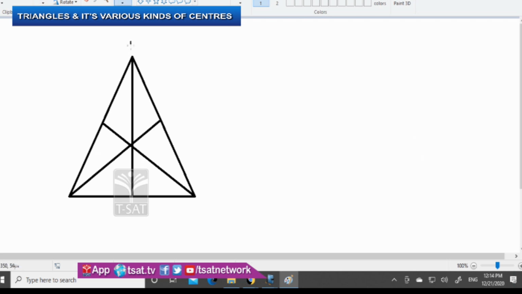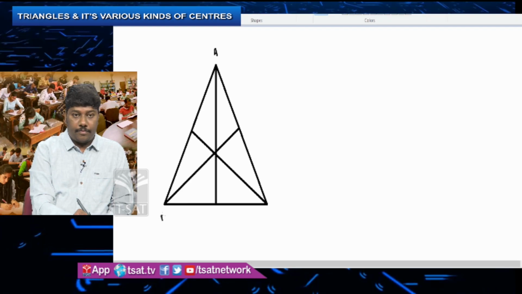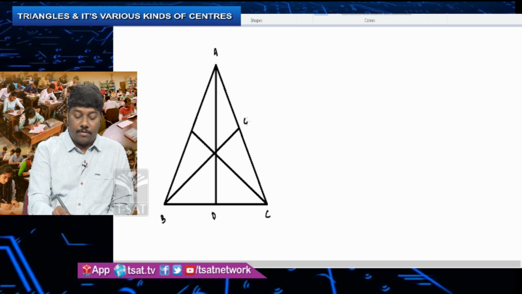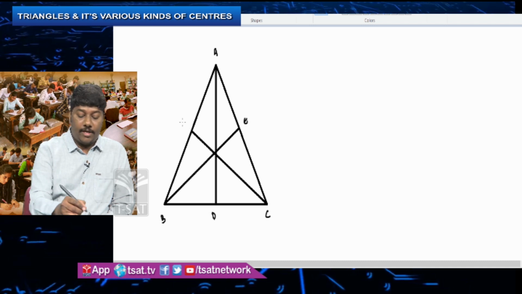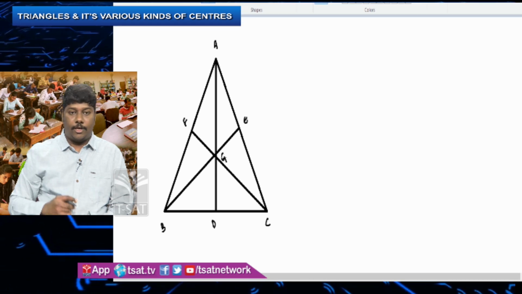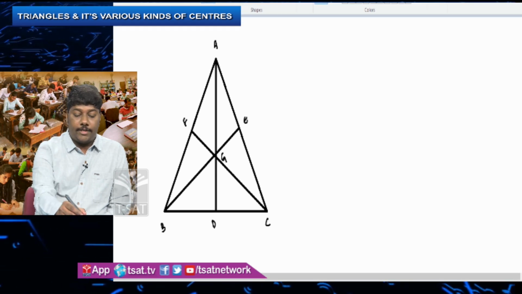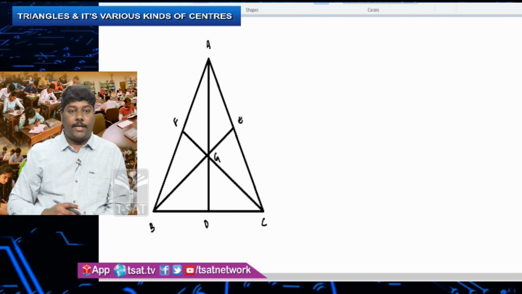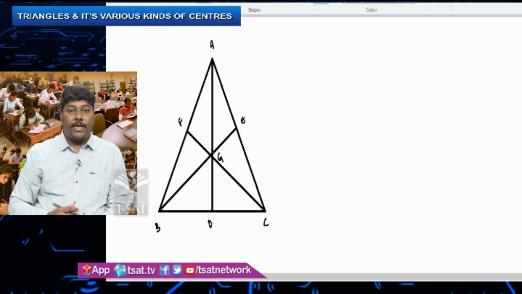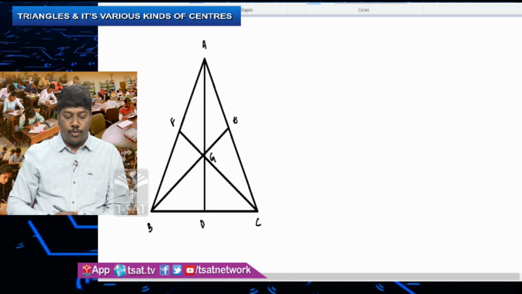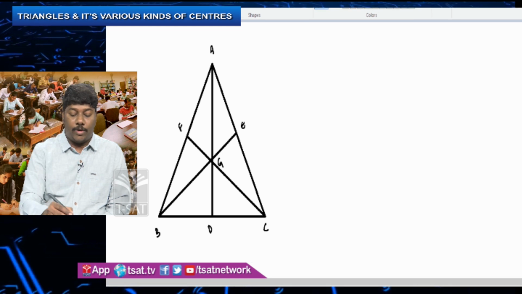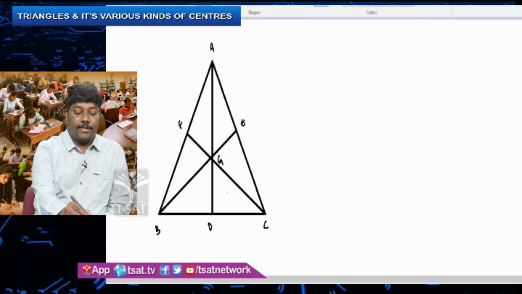Look at triangle ABC. Here AD, BE and CF are medians. G is the centroid. The centroid divides each median in the ratio 2:1, and a median divides the triangle into two halves. So first, I am shading this region.